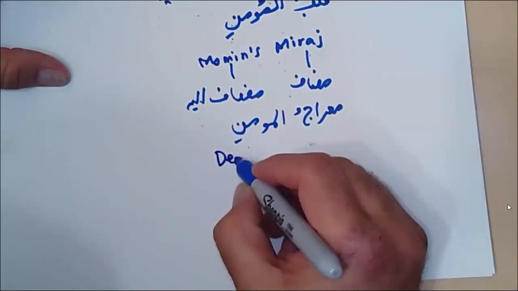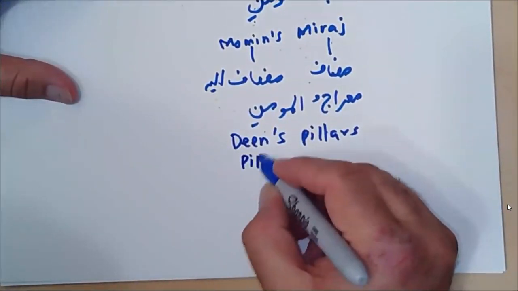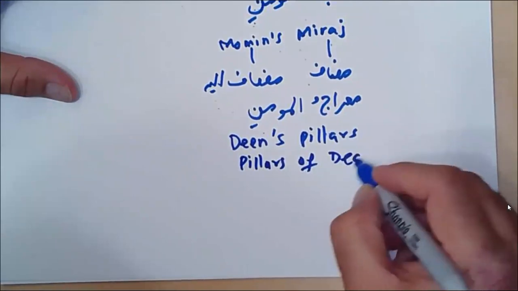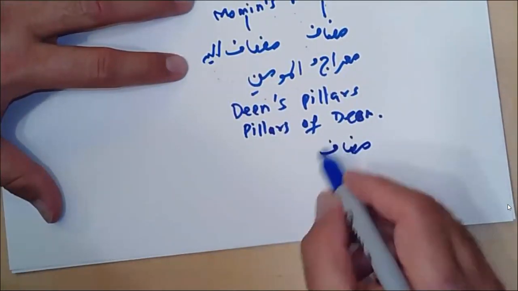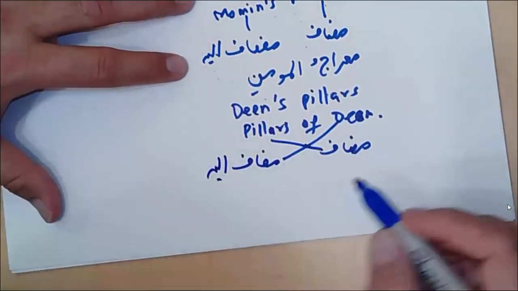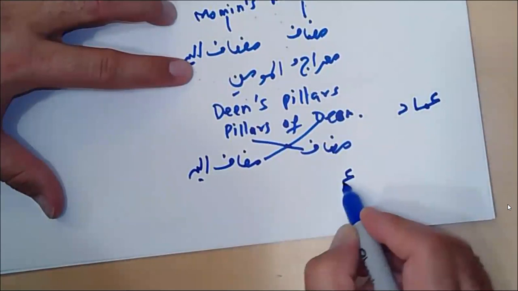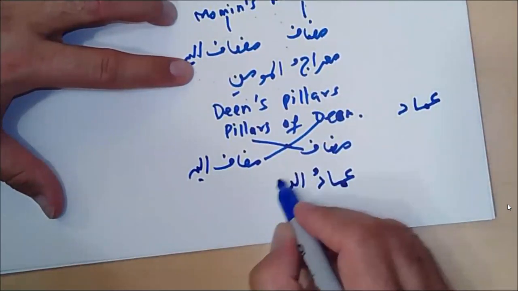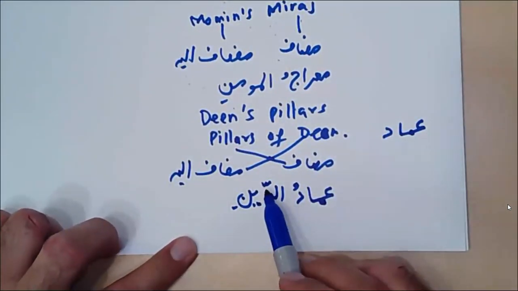Okay. So if I say "deen," you know what "deen" is, right? Pillars of deen. So what is the Mudaf here? Pillars. Mudaf is pillars and Deen is Mudaf ilay. The Arabic of pillars is imad. Imaduddin. Now you notice that on the dal, I added the shadda.